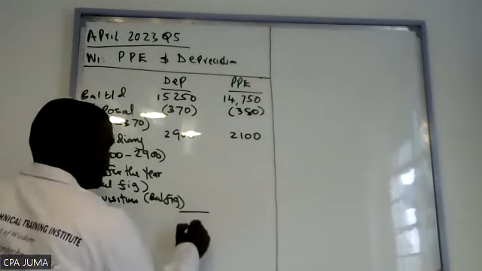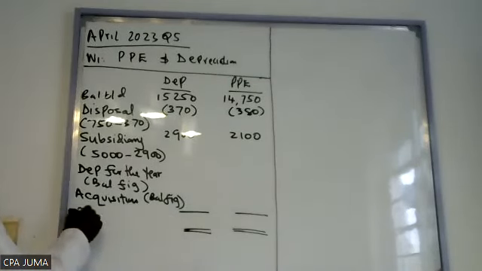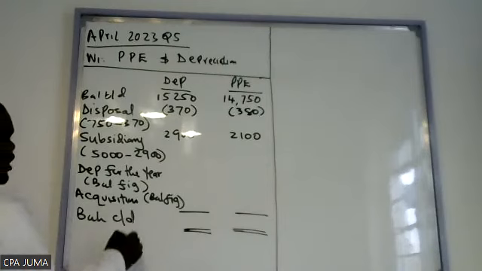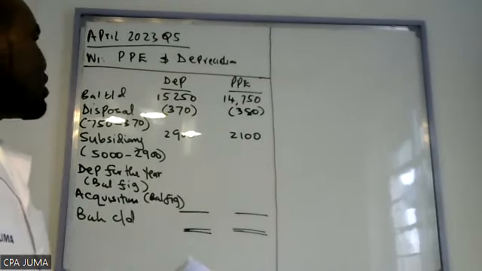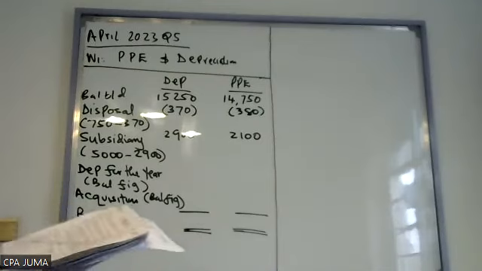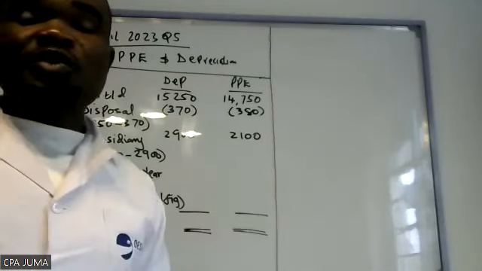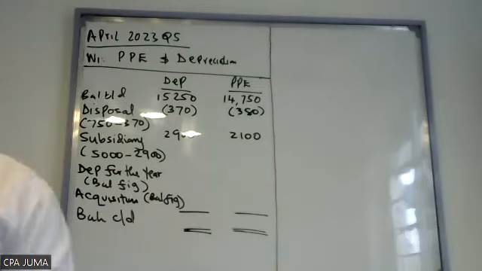So have here balance carried down. Check the breakdown in note 1 for the closing balances. So we start with the depreciation. So depreciation, balance carried down. I just want to check how together we are. How much is the balance carried down for depreciation as per note 1?